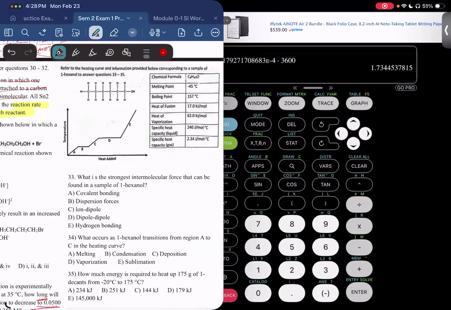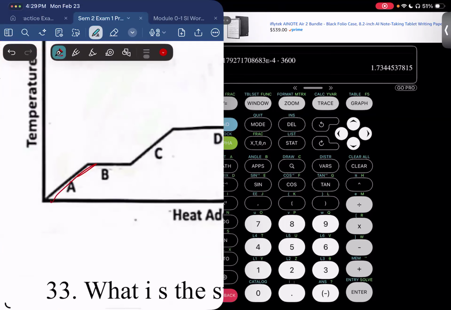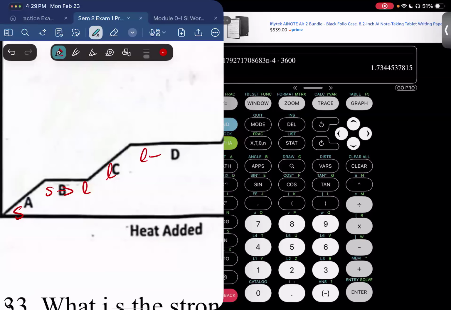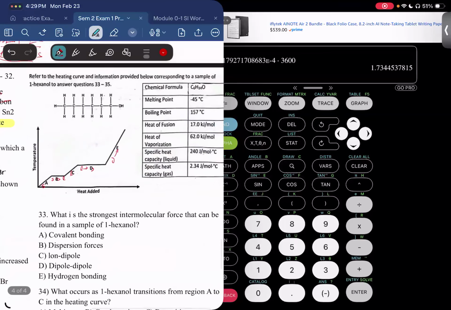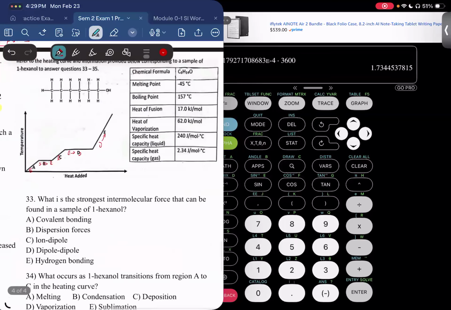All righty. So for this question, we got this hexanol phase transition states, right? So we're heating up the solid to liquid, liquid heating up, and then liquid to gas, and then gas heats up. That's always something I like to do. What is the strongest intermolecular force that can be found in a sample of 1-hexanol? So with itself, hydrogen bonding, boom.